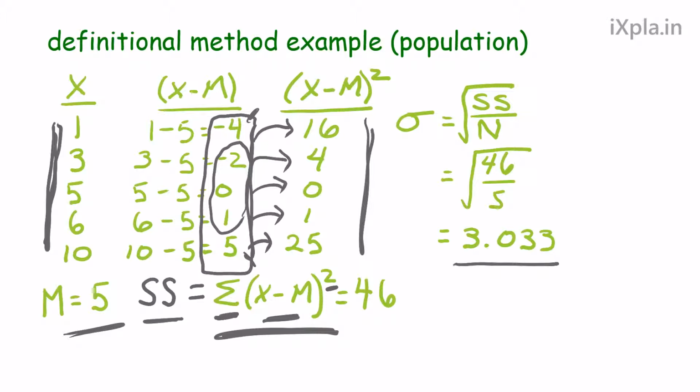It's the typical, or you might even think of it as the average deviation of scores from the mean. So hopefully this definitional formula helps you see what the standard deviation is actually measuring. Again, how far typically do scores tend to be? Some are going to be more than that, some are going to be less than that, but you can think of it as a kind of average deviation from the mean.